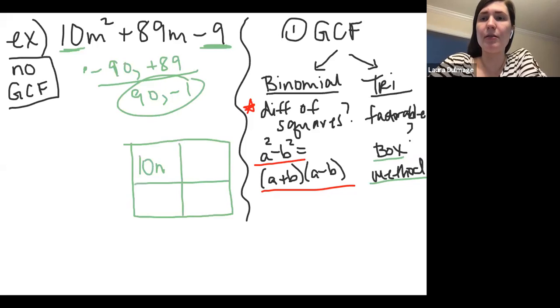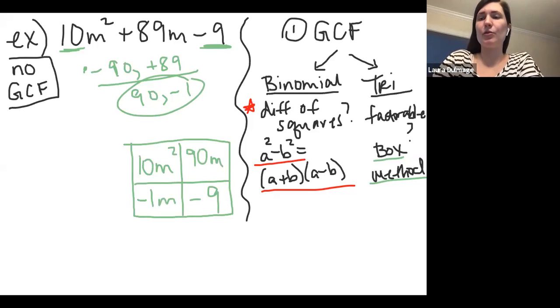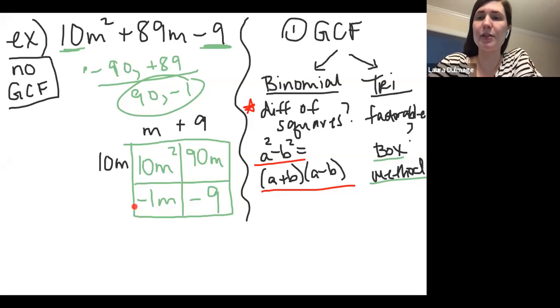And when we do that, our first and our last go first and last. And then we make 89m by putting in 90m and -1m, since those are the numbers that we found. Then we GCF 4 times. So going down our first column, we can only take out an m. Going down our second column, since this first term's positive, we take out a positive no matter what. So it's going to be +9. Going across, we can take out 10m. And going across down here, since our first term's negative, we have to take out a negative, and we can only take out a 1.